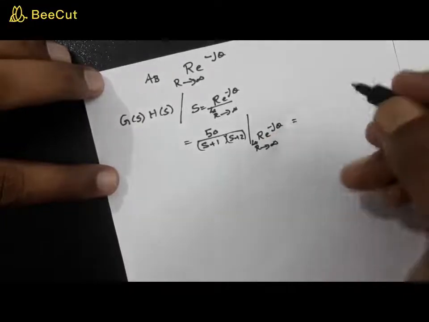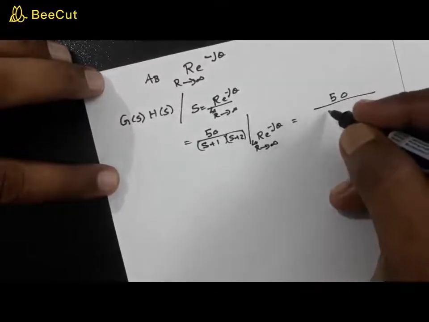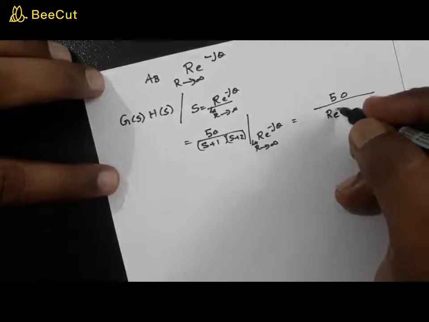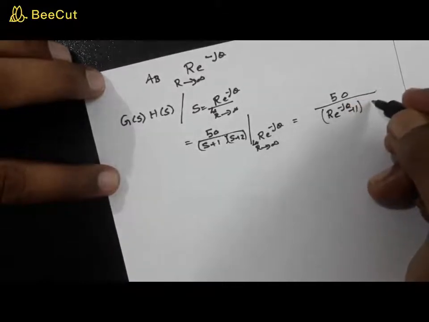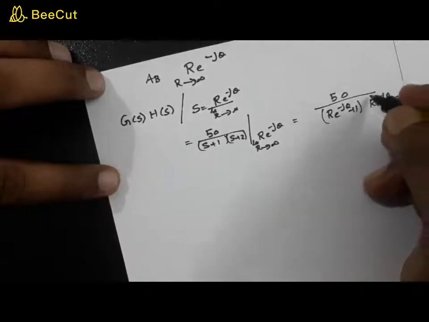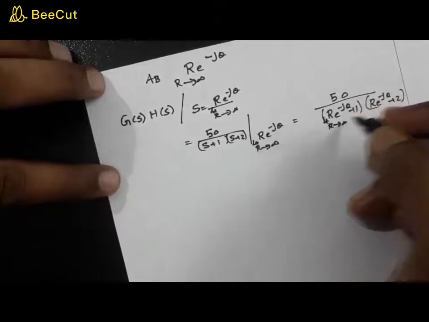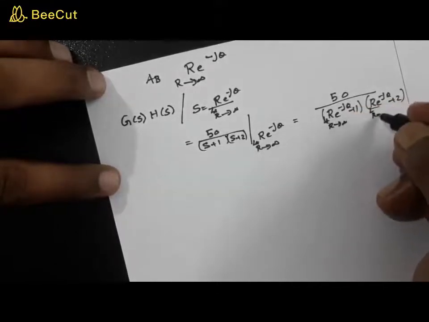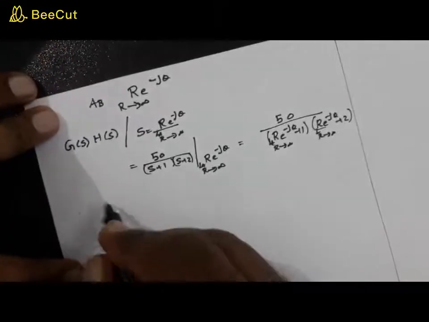So that you will get this as 50 divided by r e raised to minus j theta plus 1, into r e raised to minus j theta plus 2. Everywhere you need to put limit r tends to infinity. We have done this previously as well.